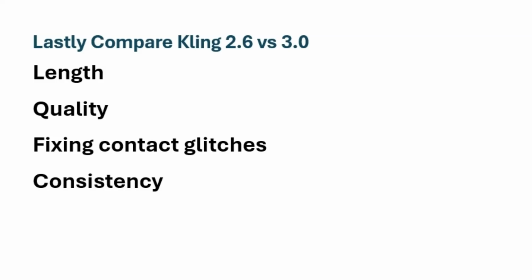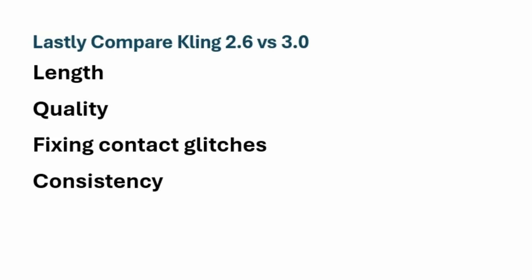Now, let's compare it with Kling 2.6, which is the current one. In terms of length, Kling 3.0 has a maximum length of 15 seconds when compared with Kling 2.6 that has 10 seconds max. Okay, in terms of quality, Kling 3.0 allows you to create videos in 4K, but Kling 2.6 only allows you to do that in 1080p.